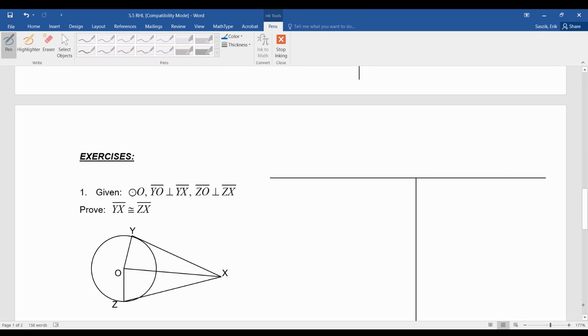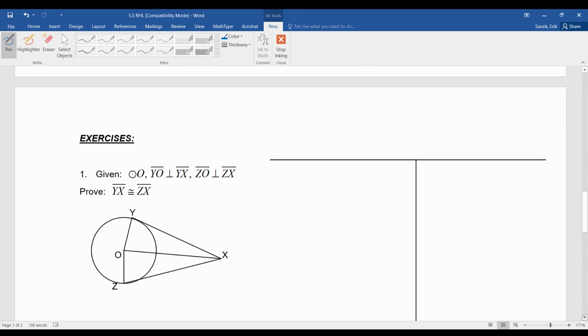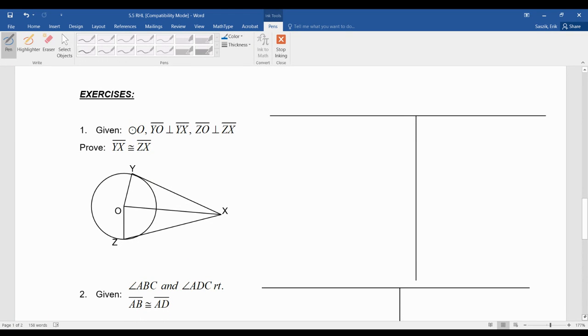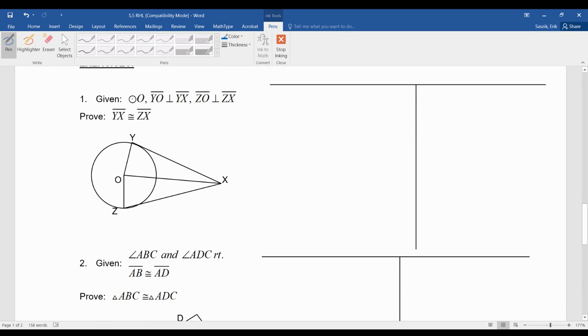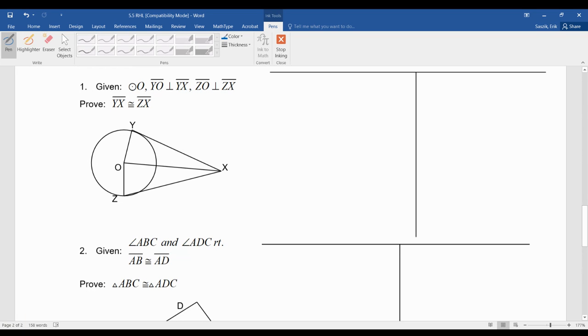On the back side, we're going to do just a couple of these, and then I'll leave one to you. So here, circle O. Make sure you pay attention. A lot of times people go too fast and they don't pay attention to the perpendicularity. It says YO is perpendicular to YX. ZO is perpendicular to ZX.